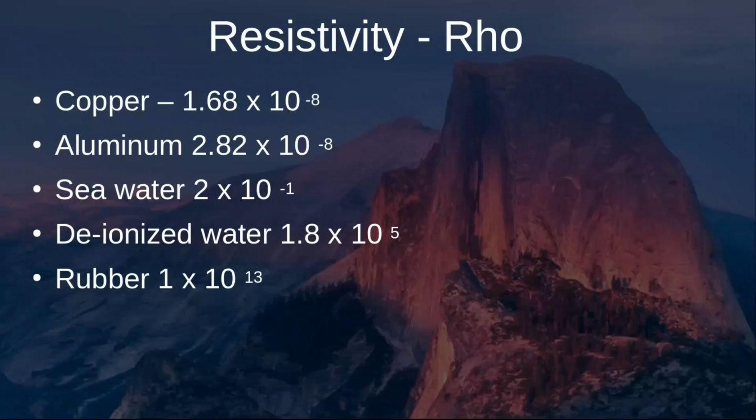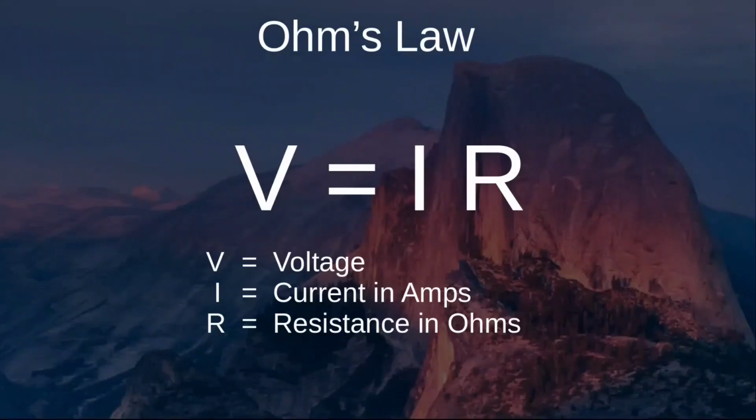So rubber will be a very, very good insulator and a very poor conductor. So now we've come to what we've been looking forward to the whole lecture. This is Ohm's Law. Now that we've reviewed voltage, determined what current is, and defined resistance, we can define Ohm's Law. Ohm's Law is essentially voltage equals the current multiplied by the resistance.